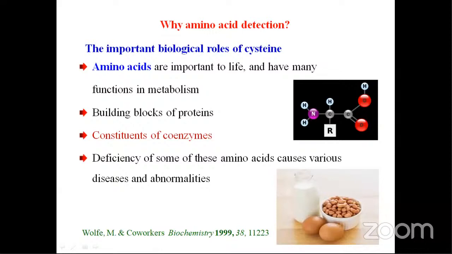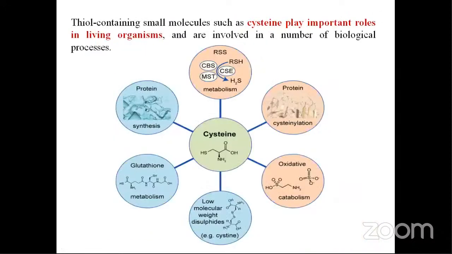Cysteine is important and selenocysteine is also important. Among these thiol containing small molecules, cysteine is the only thiol containing amino acid playing a very important role in living organisms, and it is involved in a number of biological processes. Cysteine contributes to various physiological processes such as protein dimerization via formation of disulfide bonds.